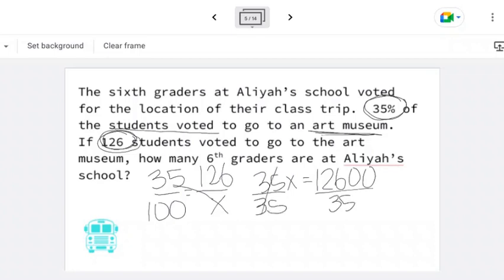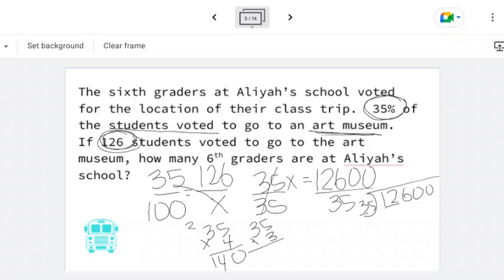Divide by 35. Okay, let's do our division. So we have 12,600 divided by 35. If we use our trick, how many times does 3 go into 12? Well, it would go 4 times. 35 times 4: 5 times 4 is 20, 4 times 3 is 12, plus 2 more is 14. Ooh, that's too much. So we know we've got to drop down one number.